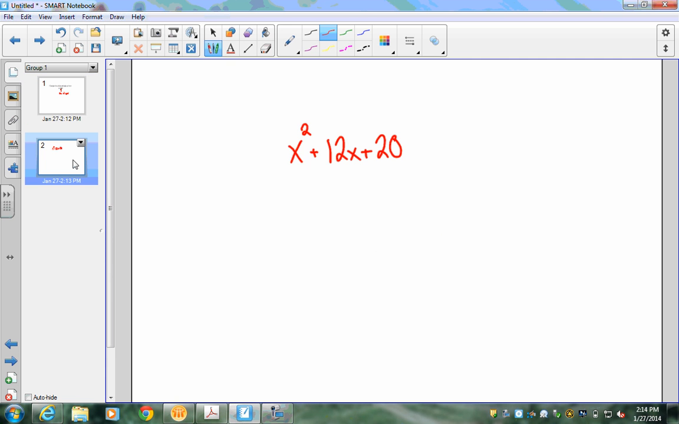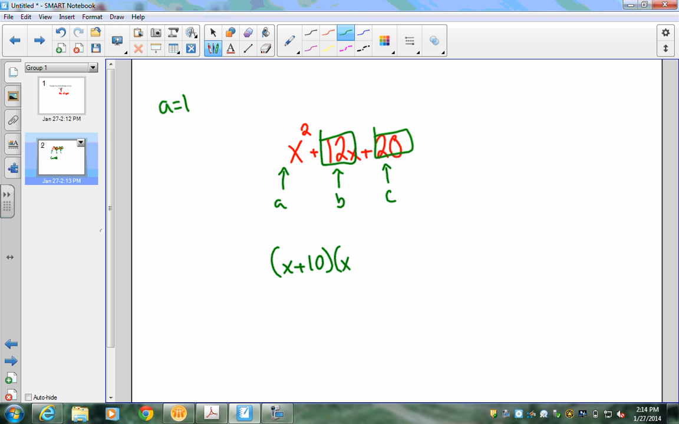Now, in this first example, we have a trinomial, but in this case, a, which is right here, remember, this is your a, this is your b, and this right here is your c. In this case, a is equal to 1. Okay, now this is a pretty simple case. You just ask what multiplies to get c, which is 20, and adds to get 12, and then you'd set it up like x plus 10, and then x plus 2.